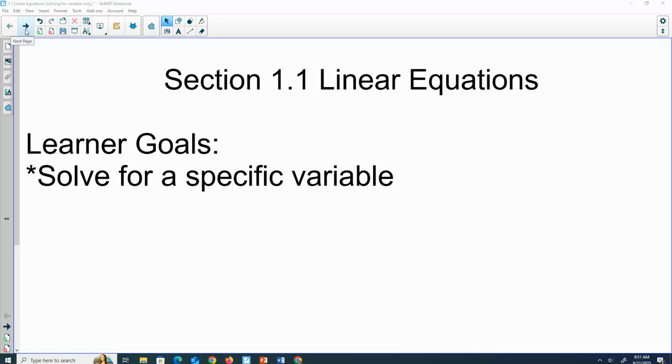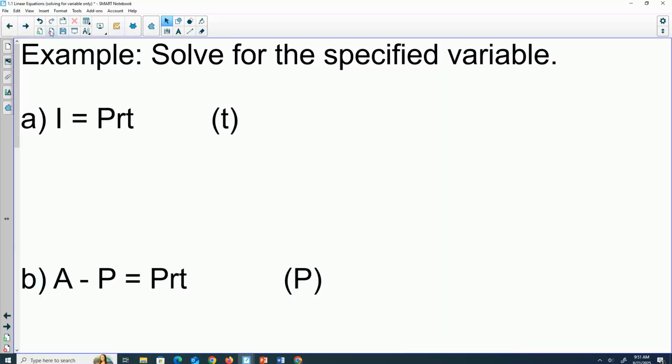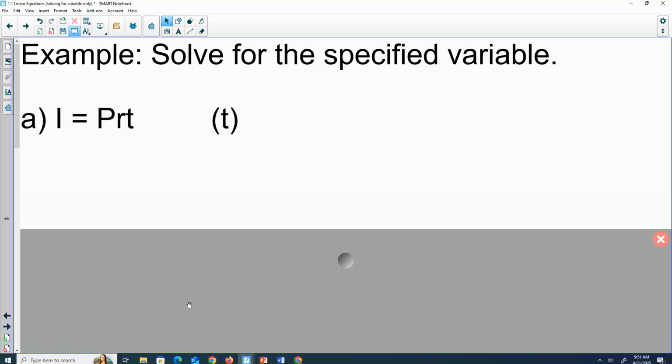We're just starting out with some basics. Solving equations you guys are good at. I just want to make sure you're comfortable with it if you have an uglier equation. So let's say I asked you to solve for a specific variable. Okay, so we're not getting a number answer.